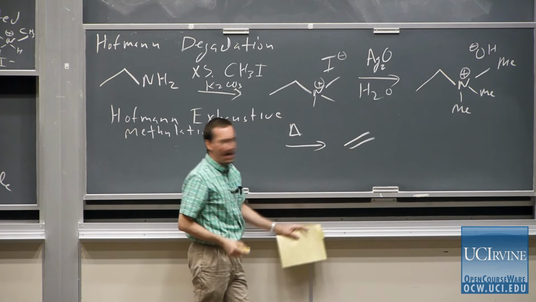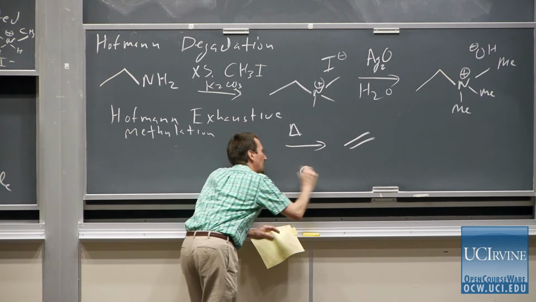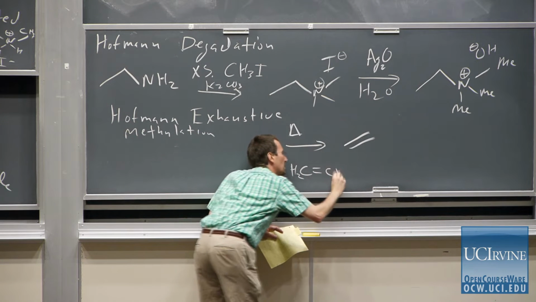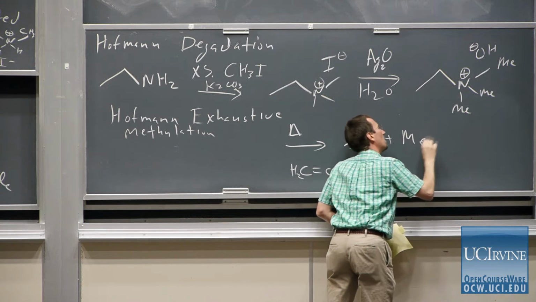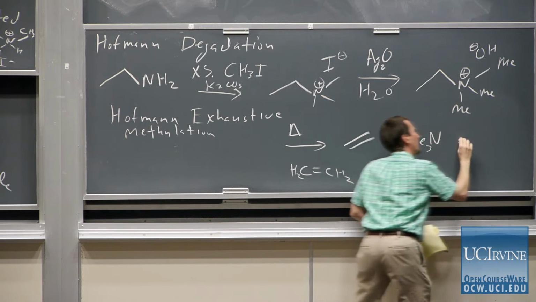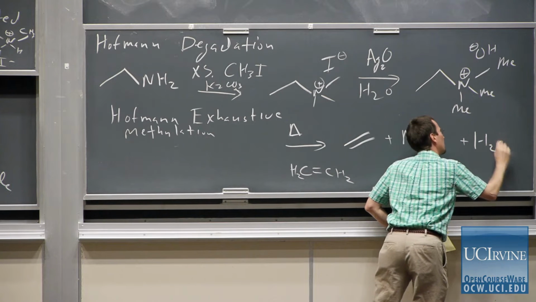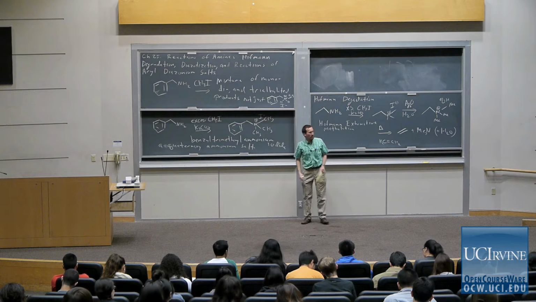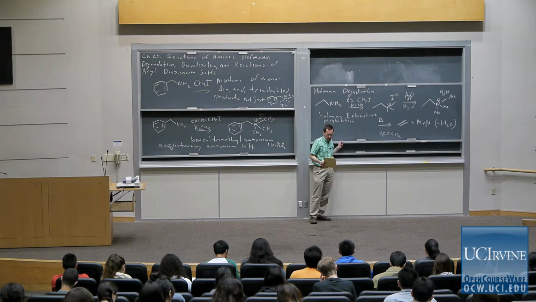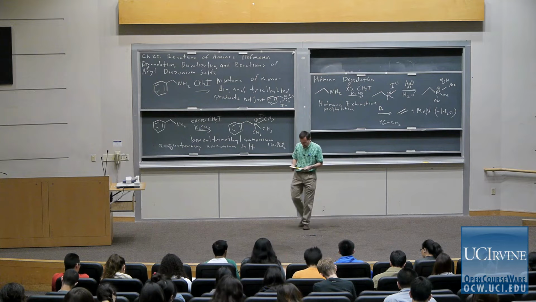Ethylene, I'll write it like this. If you're not comfortable writing it like that, just write it like this here. Ethylene plus trimethylamine. And organic chemists hate to balance equations, so I'll put this in parenthesis, water as the product. I want to show us how we get to this point.